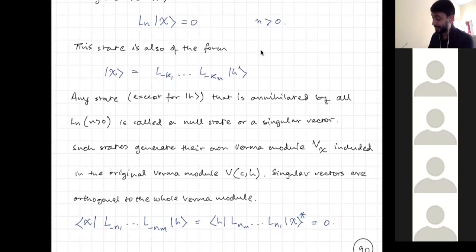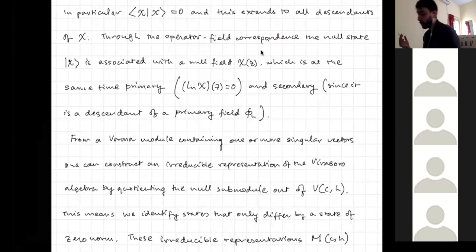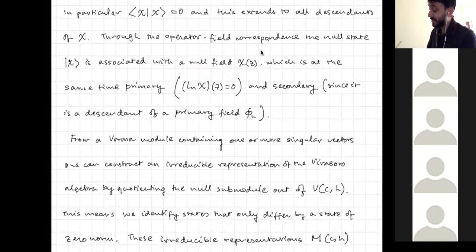This is also true when you're looking at chi itself. As I said, this chi has to also be a secondary, right? So the norm of chi will also have to be equal to 0. And if the norm of chi is equal to 0, all the descendant states of chi will also have zero norm. Now, just to say this in another way, through the operator-field correspondence, the null state is also associated with the null field chi. As I said before, this null field has to be primary because all the L_n acting on it have to be equal to 0, and also secondary since it's a descendant of this primary field phi of h.